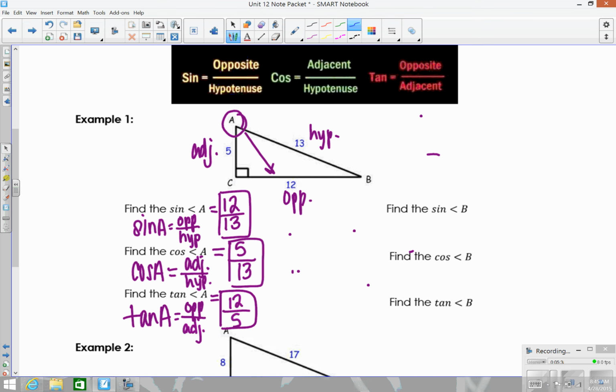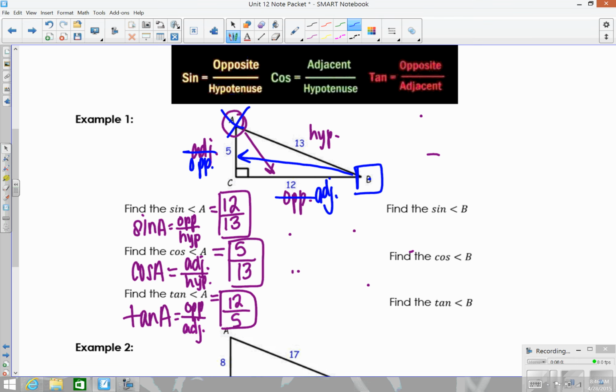So then we look at this next section. Now it's asking for angle B. So that means these two things will change, and I'm not looking at A anymore, I'm looking at angle B. So for angle B, the hypotenuse will always stay the same because that's always across from the right angle, but the opposite is going to change. So the opposite is going to be the 5 now, and the adjacent is going to be the 12 next to angle B.